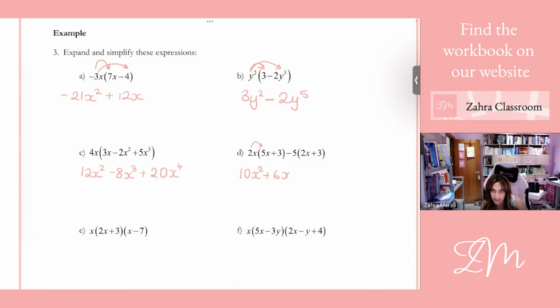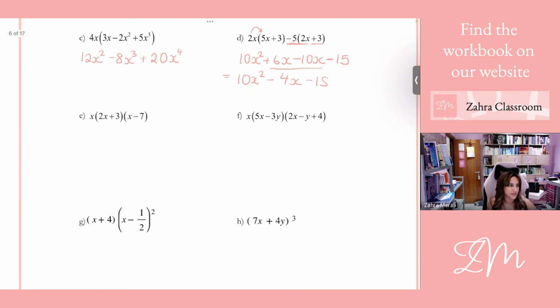Now, be careful here, everything is multiplied by minus 5. So it's minus 5 times 2, so minus 10x, and then minus 5 times 3, so minus 15. And if I look at that, these two I can simplify together, giving me minus 4x minus 15. Right.